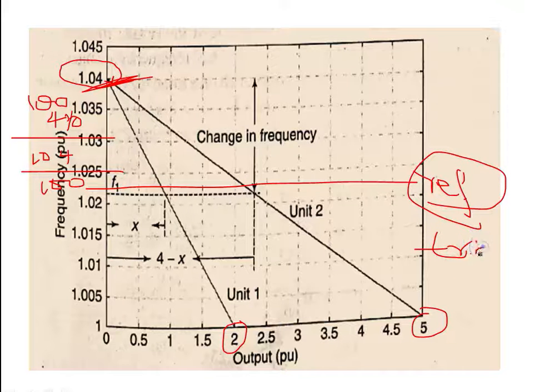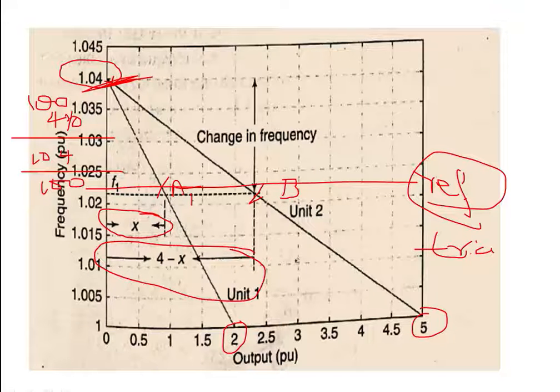I will just mark somewhere here after 100% of frequency. So we get the point. Then mark this intersecting point. This is point A and this is point B. These two are the intersecting points on the slope. The first intersecting point, with respect to unit 1, is at distance x. x is the distance from the reference point and 4 minus x is the distance from the second reference point.